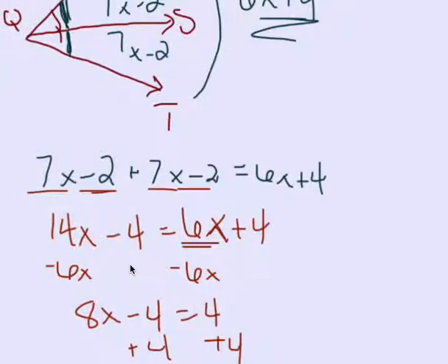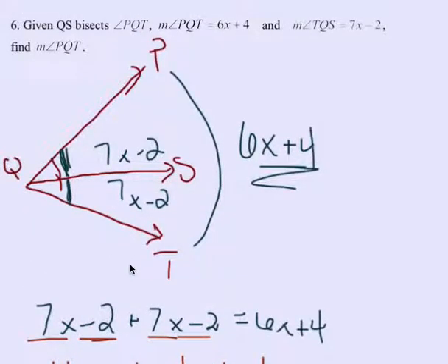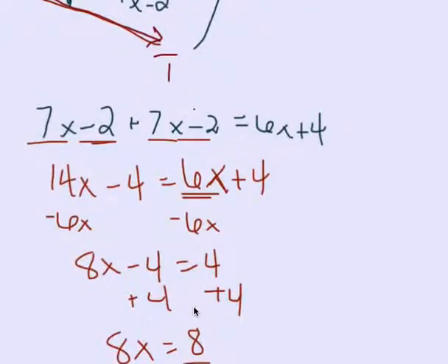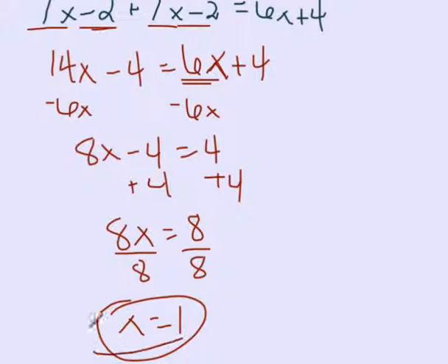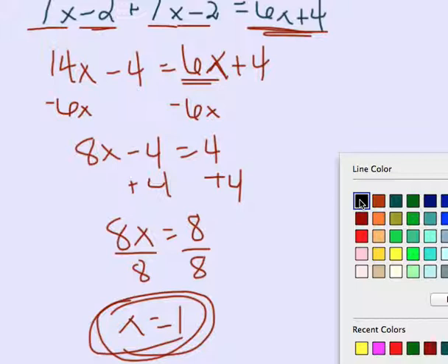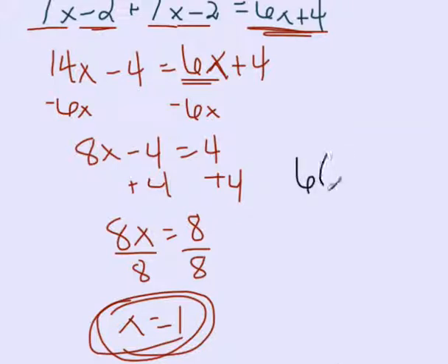But that's not the only thing the question's asking. It wants us to find the measure of P, Q, T. So it wants us to find the measure of the whole angle. So we need to take this guy right here and plug it in for x up there. So let's go ahead and do that. I'm going to keep my 6. Then I'm going to multiply 1 in place of my x, and then plus 4. So 6 plus 4 is going to be equal to 10.